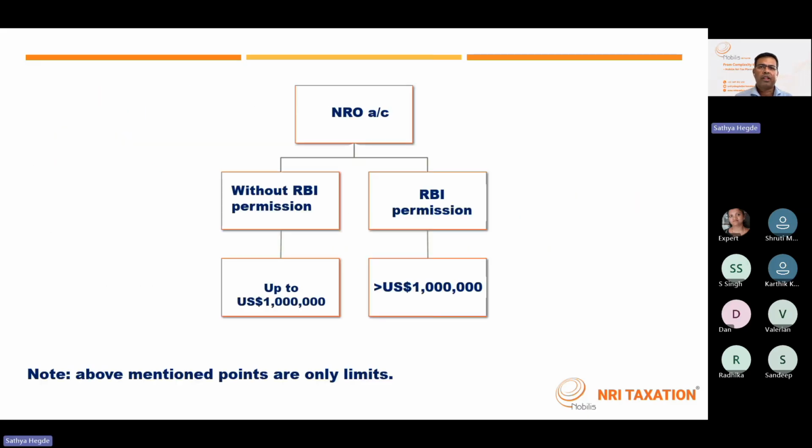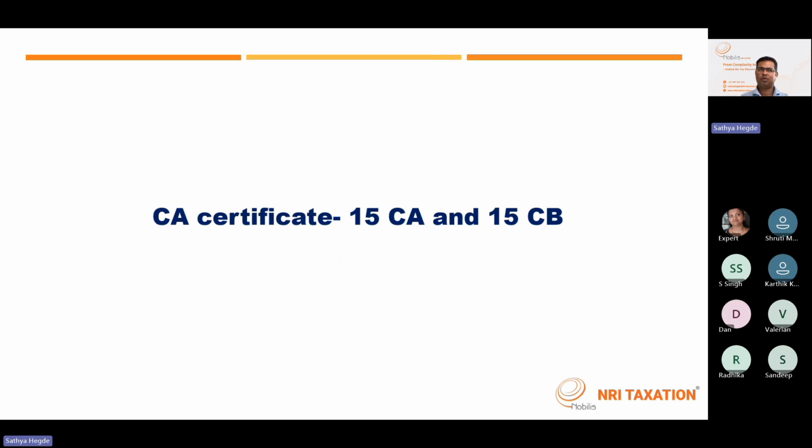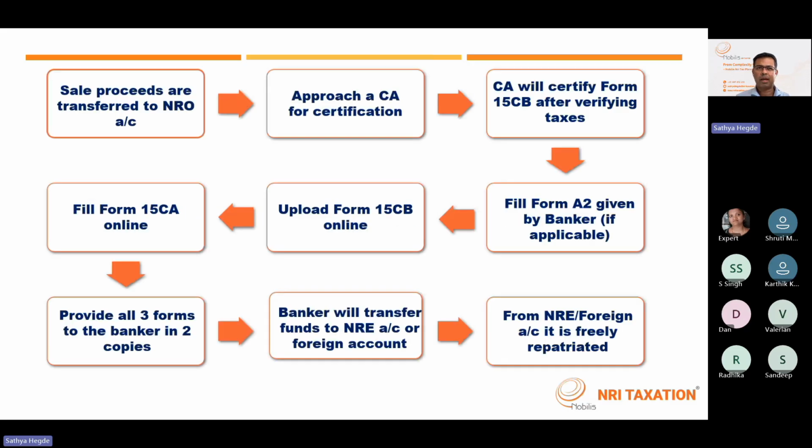So the 250,000 liberalised remittance scheme is applicable for resident Indians. For us it is approximately $1.3 million, which you can repatriate without much hassle. The process remains the same. You need a certificate, which is 15CA, 15CB, and you can approach the bankers.